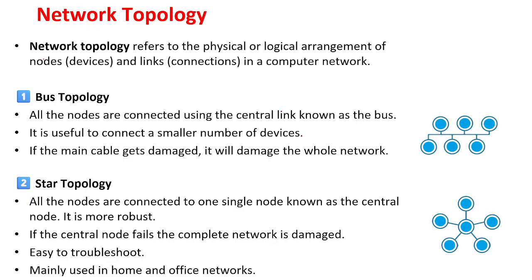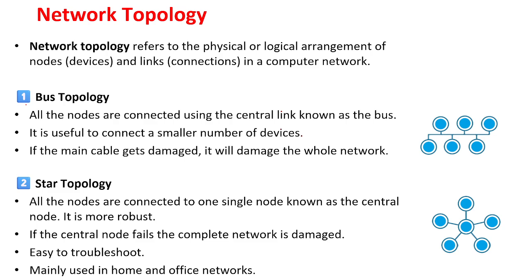Let's look at the different network topologies, what network topology means, and why we need it. Starting with what it actually means: network topology refers to the physical or the logical arrangement of nodes, that are devices, and links, which are called connections, in a computer network. So it can be a logical arrangement or a physical arrangement.